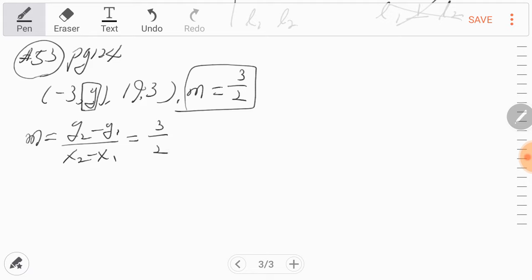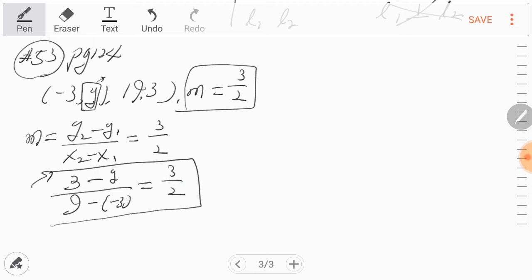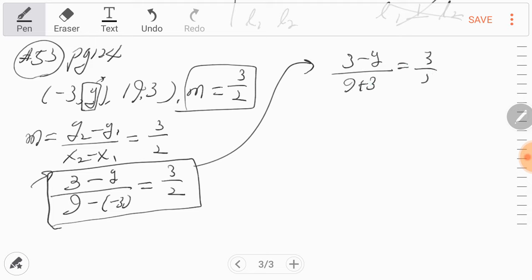What we can do is plug in all these four values. y2 minus y1: y2 is 3, y1 is the unknown value, y, over x2 minus x1: x2 is 9 minus x1, which is negative 3. So this is equal to 3 over 2. From this equation, we can find y. So 3 minus y over 9 plus 3 equals 3 over 2. 3 minus y over the denominator 12 is equal to 3 over 2.